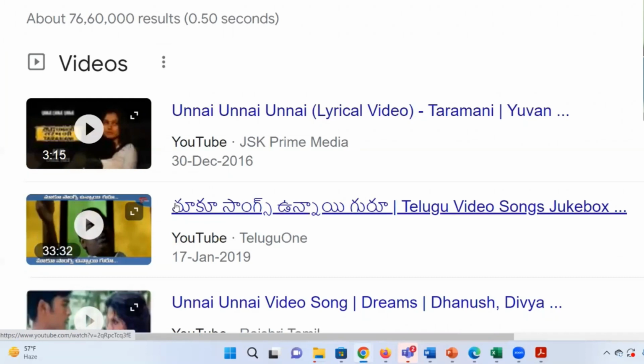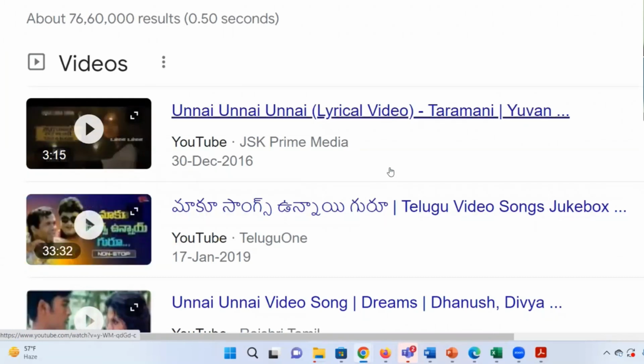You can read this one, then we'll translate. Maku songs unnai guru. So can you try? Okay, so we have songs, Guru.